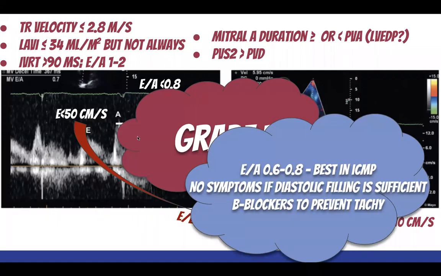There was a study that looked at the E to A ratio for ischemic cardiomyopathy. It seems like 0.6 to 0.8 is the best range of the E to A ratios in terms of mortality for these patients. So if you can keep them in this ratio, then they will live longer. Usually these patients will not have significant symptoms if the diastolic filling is sufficient. This is why you should try to prevent exercise-induced tachycardia and atrial fibrillation. So these patients will do better with the beta blockers.